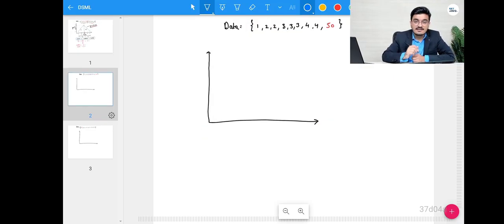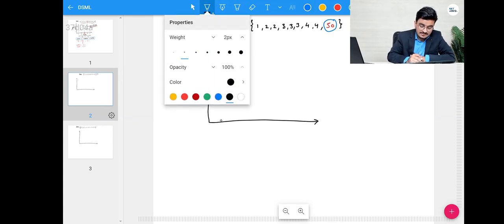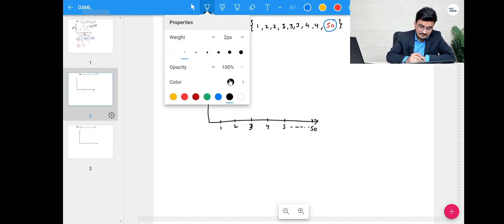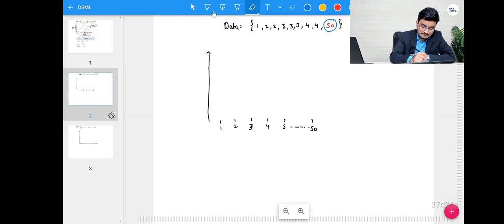Now let's look at the right skewed distribution. So let's say I have this data. It's the same as the last data, just this value is replaced from 5 to 50. Now let's see what kind of distribution this data will follow. Let's just quickly plot the points. This will be 1, 2, 3, 4, 5, and somewhere far along will be 50, right? Let's just extend this line like this.